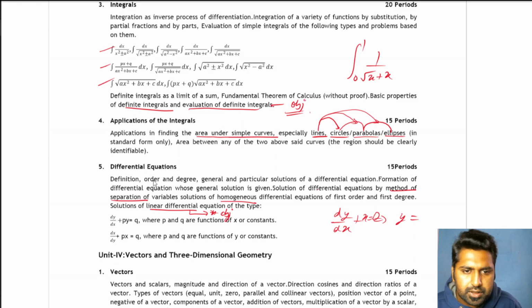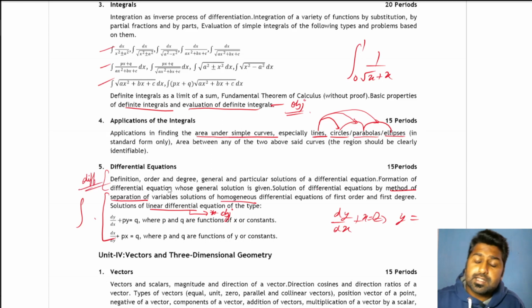So differential equation itself consists of two parts. One part is integration, this whole part is integration. The starting part is known as differentiation. In this we will create the equation. I'll give you one equation and ask you to create a differential equation. So creation of differential equation is a separate thing, solution of differential equation is a separate thing, but the most important part is solution.